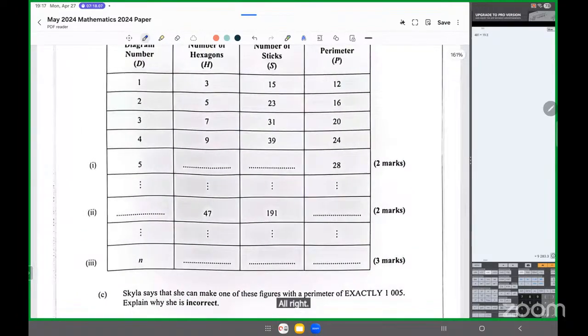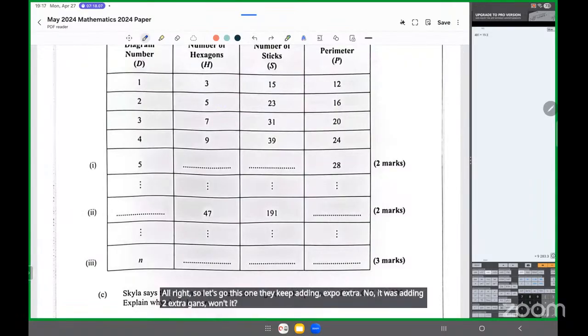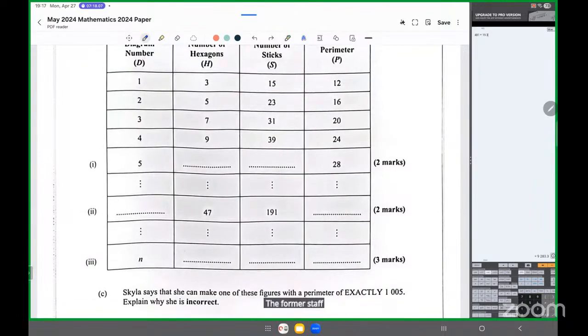All right, so let's look at this one. They keep adding two hexagons. We know it was adding 2 hexagons, don't we? The formula starts with 2n. But the first figure is 3. 2 times 1 is 2. You have to add 1 to make it 3. So 2n plus 1 is the formula for that column.